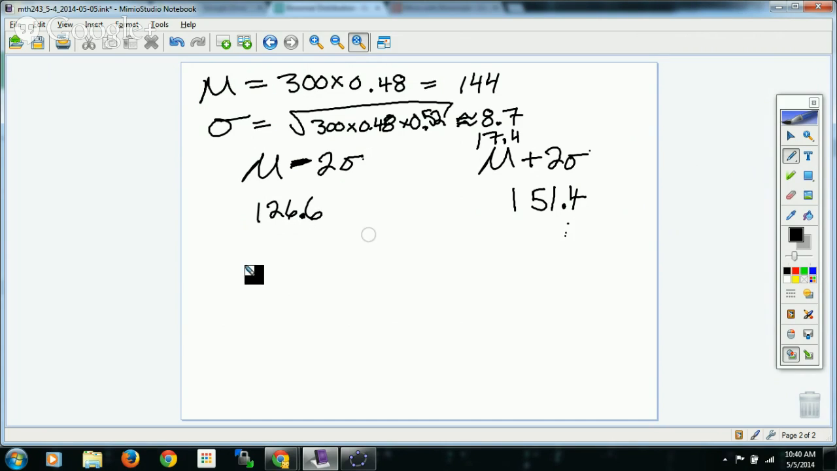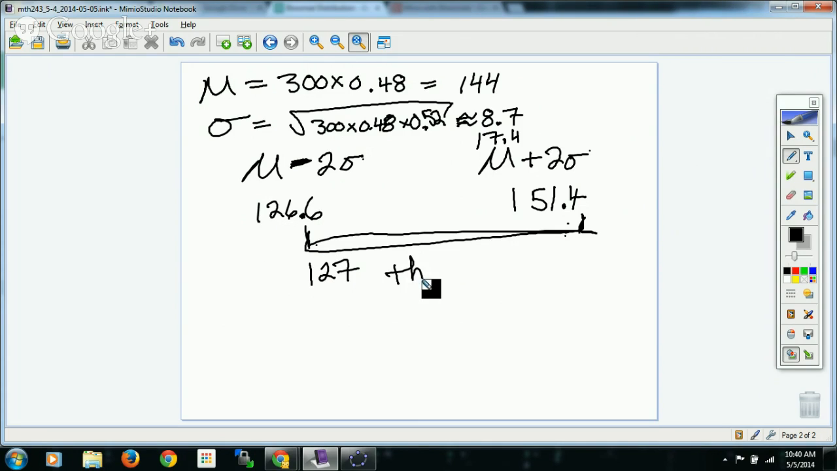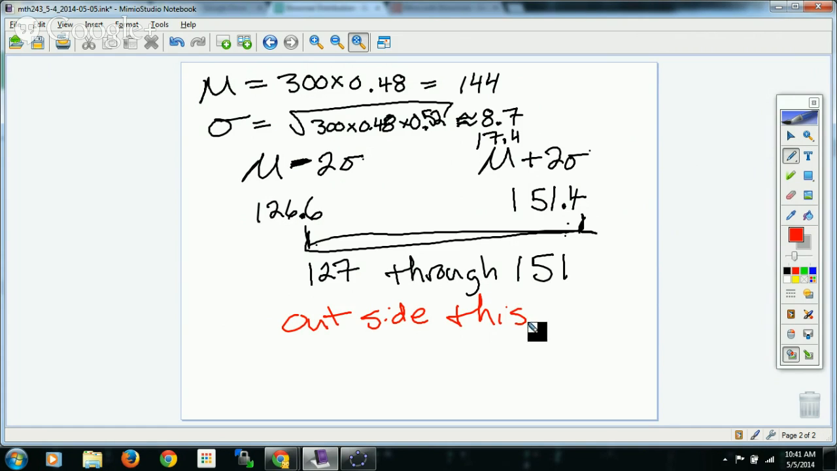Looks about right. All right. So what we want to do is check which values are between there. So that's going to be 127 through 151. And so then outside of this range, that's going to be unusual.